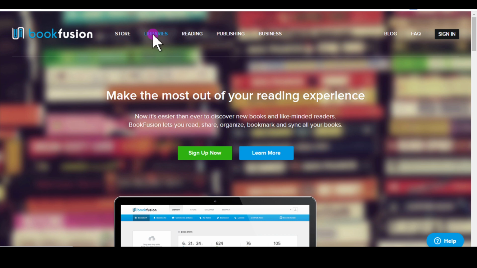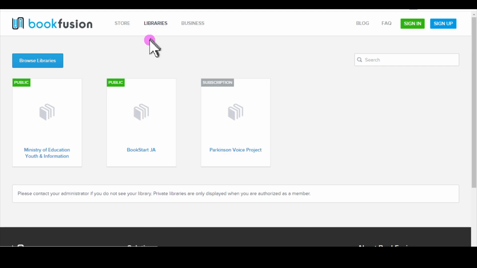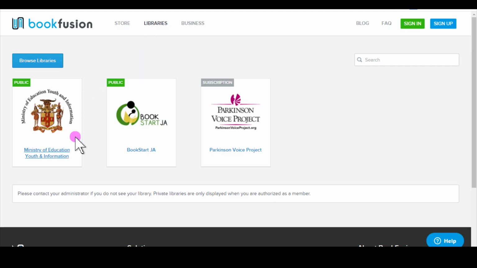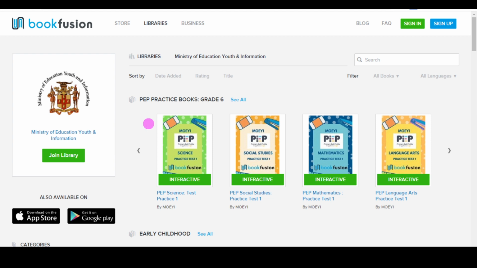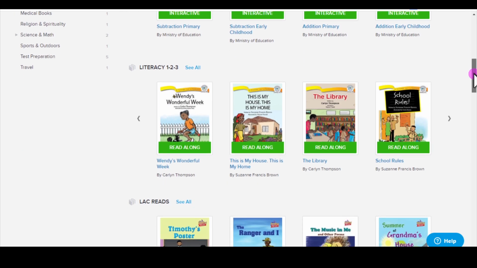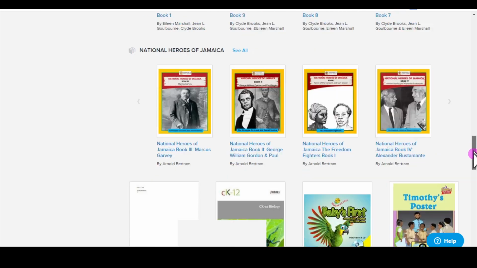We click on libraries, and we have several libraries here. The one we're interested in is the library, which is public, for the Ministry of Education, Youth and Information. We click on that. And here we have a whole section of things from the ministry that we can get into.